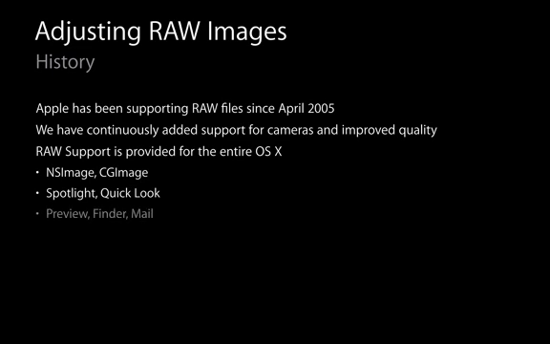And the other thing that's wonderful about our support is it's provided to the entire operating system, which means everything from NS images to CG images will automatically support RAW files. System services like Spotlight and Quick Look support these. Key applications like Preview, Finder, even Mail support RAW. Our photo applications, Aperture, iPhoto, and Photos. Also, all third-party apps can also get this for very little effort.